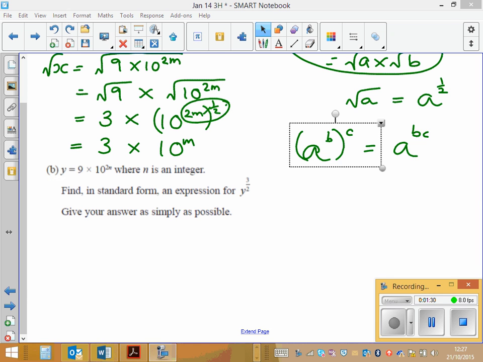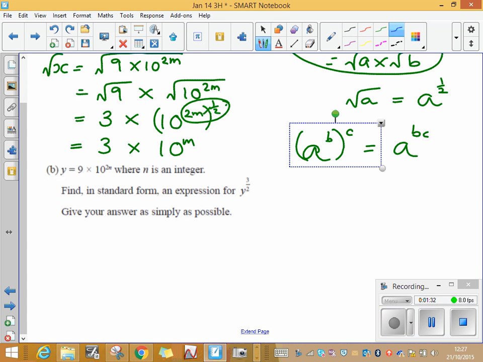Okay, similar idea here for part B. I've got y is 9 times 10 to the power 2n, and I want y to the power 3 over 2. Well, y is the same as 9 times 10 to the power 2n, which means that y to the power 3 over 2 is just going to be the right-hand side to the power 3 over 2.